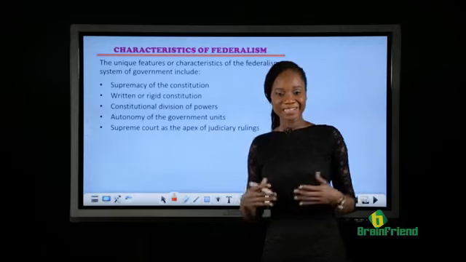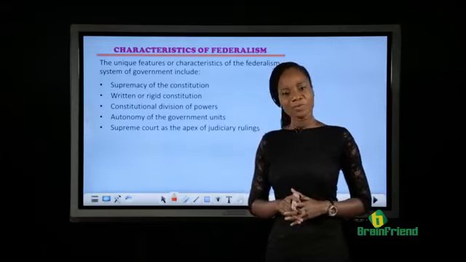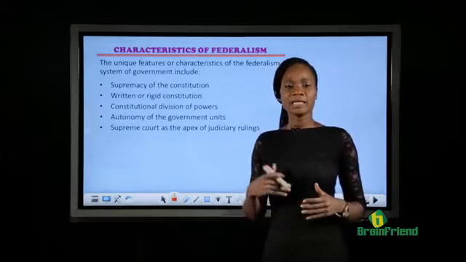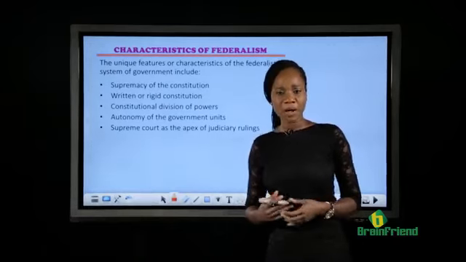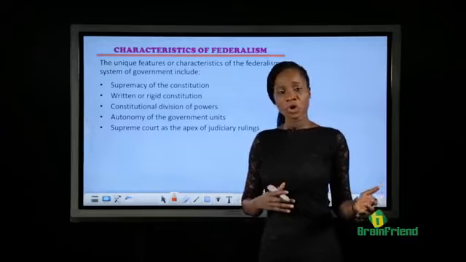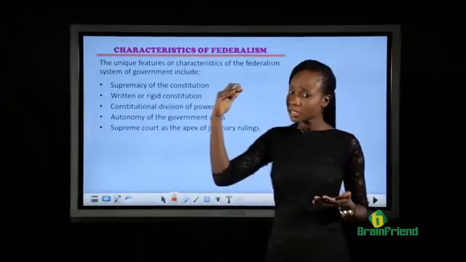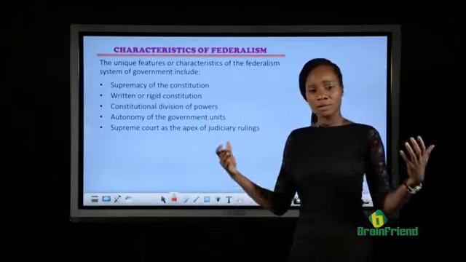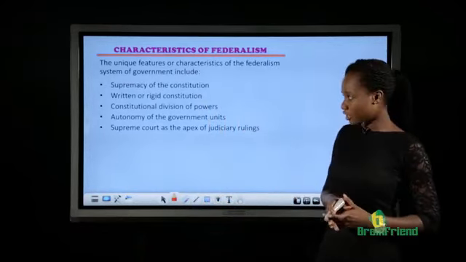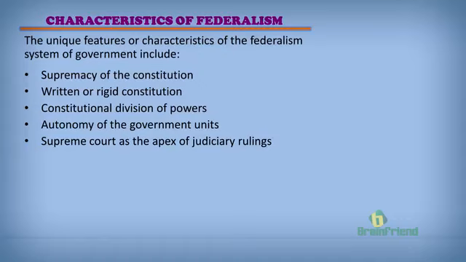We also looked at the definition of federalism, where we said federalism is a type of government or a system of government whereby constitutional powers are being divided or distributed between the central government and component units such as states, regions, and local government. And so today we are going to be looking at some characteristics or features that make a state or a country a federal republic or a federal state.